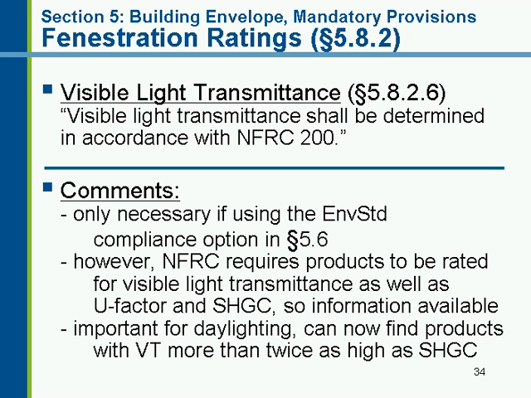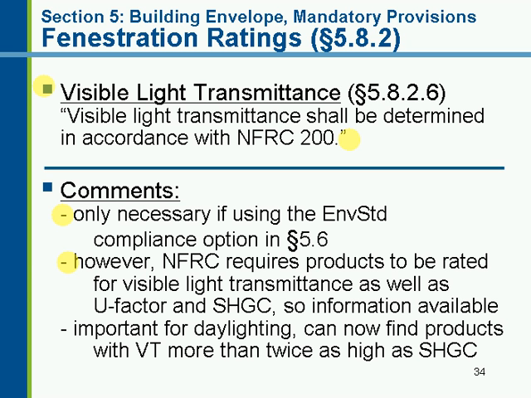The last rating criteria is visible light transmittance in section 5.8.2.6, also required to be determined in accordance with NFRC 200. Now this is not often going to come up, and it won't come up in the prescriptive approach. It's only necessary if you use the EnvStd, the performance approach, in section 5.6. However, as a practical matter, NFRC requires that products be rated for visible light as well as the U-Factor and SHGC. So information will be available.